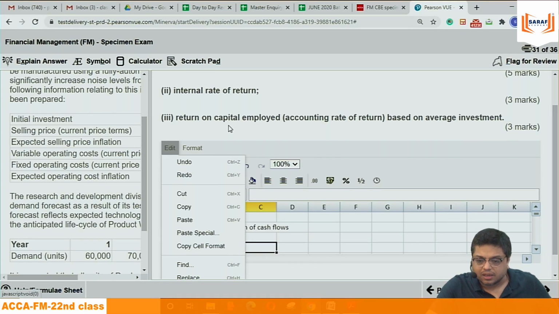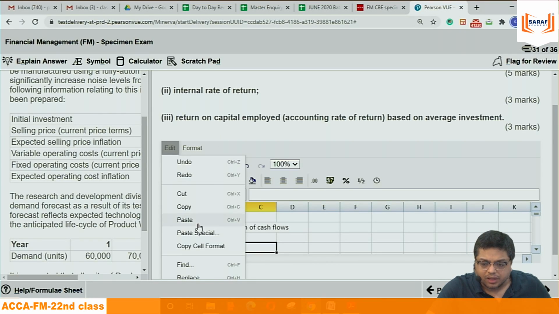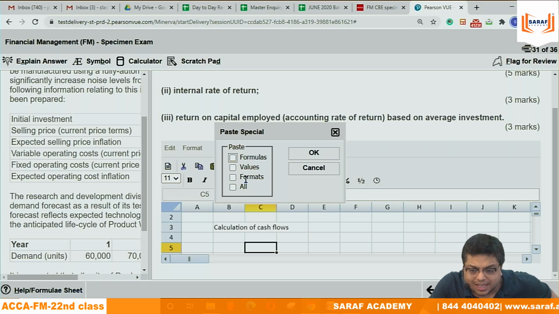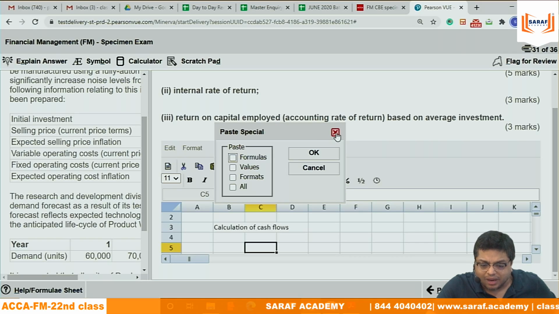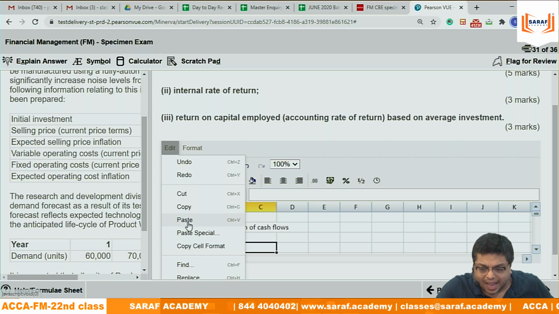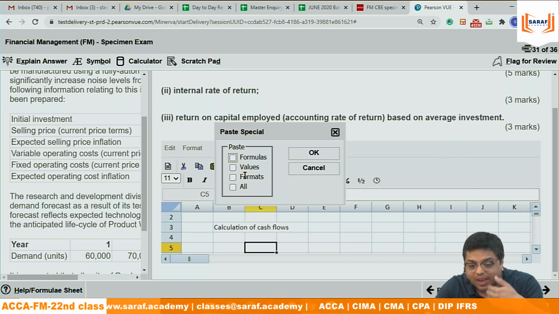Paste special. Please understand that there is an edit button. If you click the edit button and then click paste special, it will keep the format from there in the Excel columns in the same way. The format same, the value same, all same. I wanted to show you this feature: if you click edit and select paste special, it will copy-paste the thing the way you want.